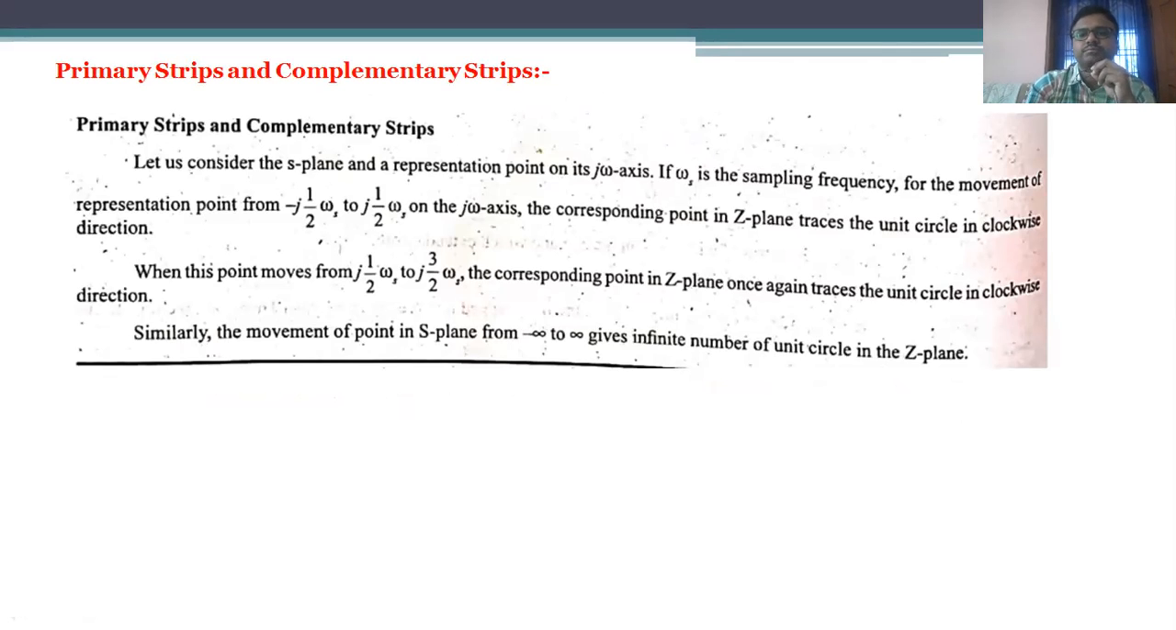For a while, suppose the representation of the sampling frequency is considered from the point minus omega s divided by 2 to omega s divided by 2.